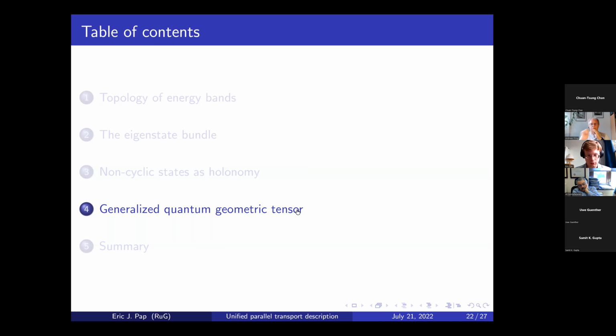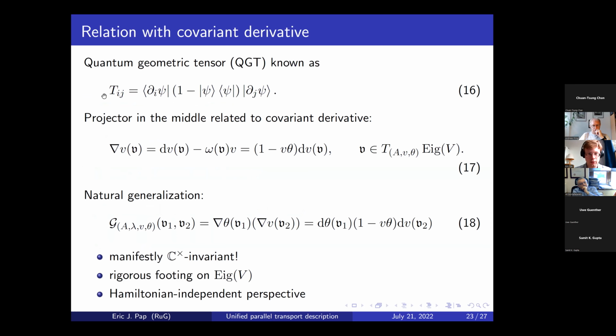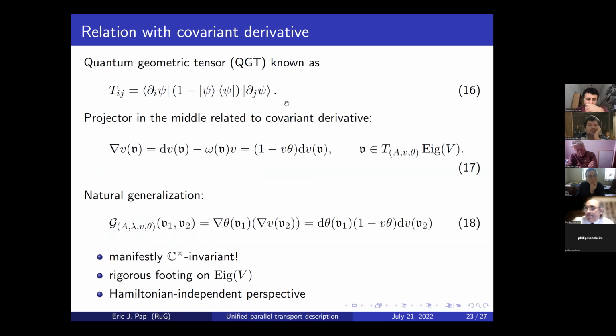So this tensor was, well, first found by Provost and Vallée in 1980, but then in 1989, Berry found that this was very relevant for adiabatic reasonings. Namely, it is this tensor as appears in his paper. And so its anti-symmetric part is related to the Berry curvature, with which you can calculate geometric phases. And its symmetric part gives you a metric.